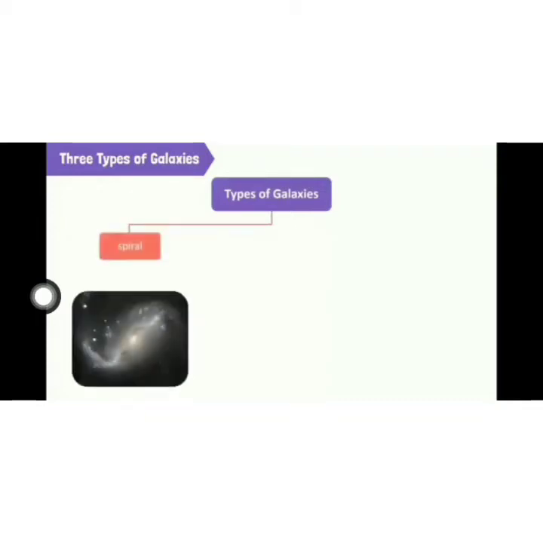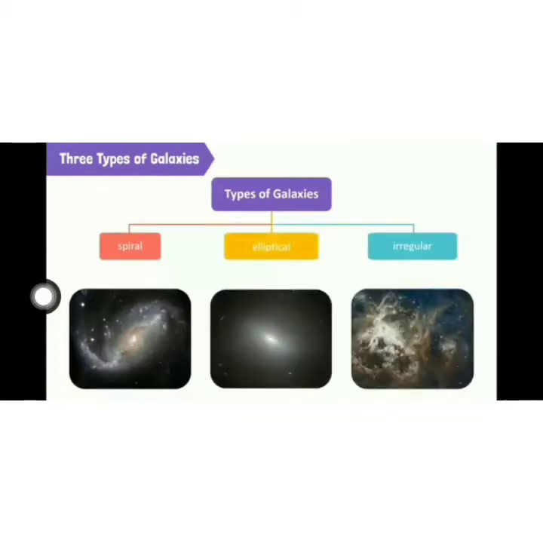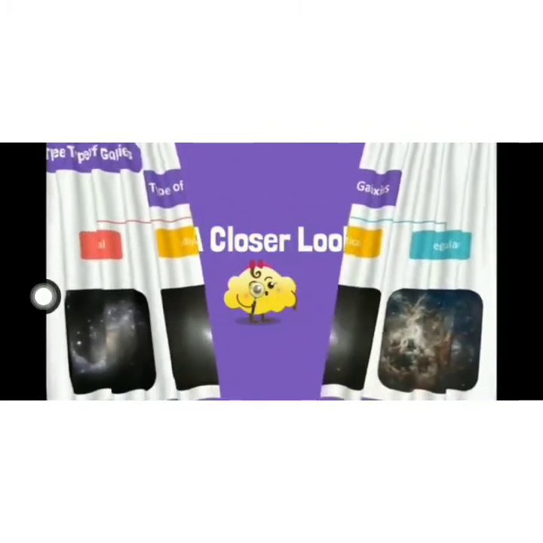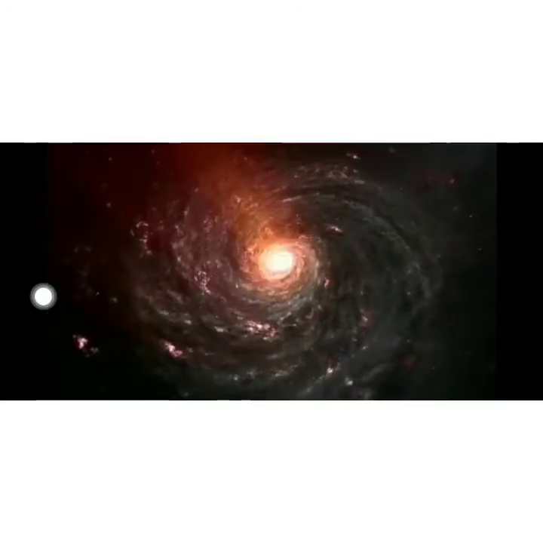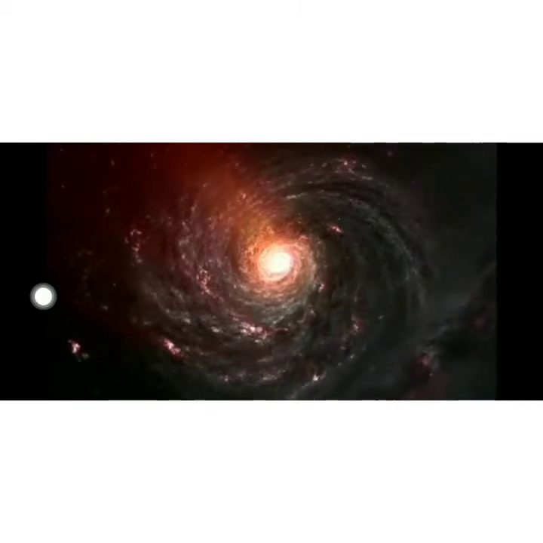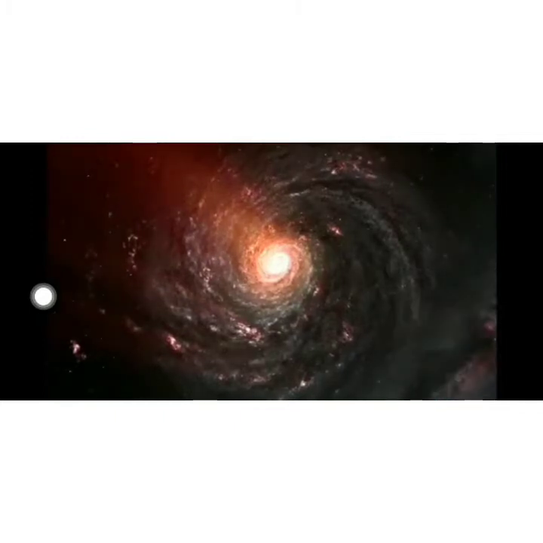One is spiral galaxy, two is elliptical galaxy, and three is irregular galaxy. Let's look closely at each of these galaxies. This is a spiral galaxy. Can you guess why? Because it is shaped like a spiral.